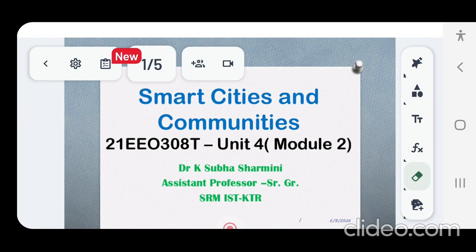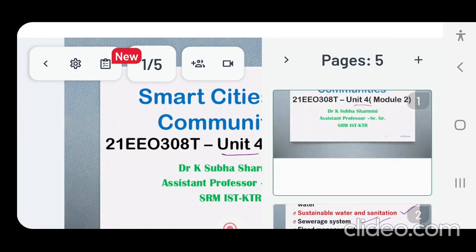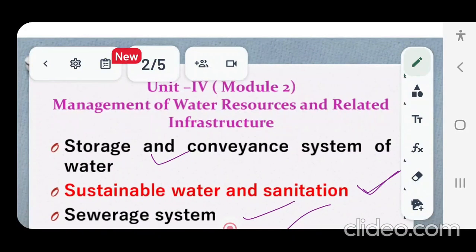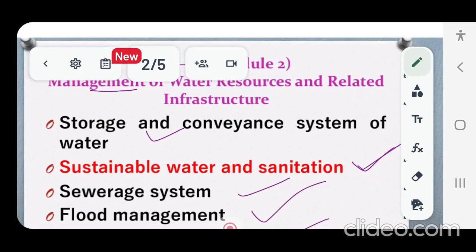Now we will be discussing the portion of the syllabus that is coming under unit number 4. So unit number 4 is all about the water resources, how we will be able to manage the water resources, and by including what infrastructure we will be able to achieve smart water management. All these things we will be discussing in this unit.